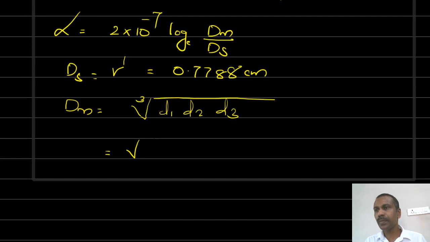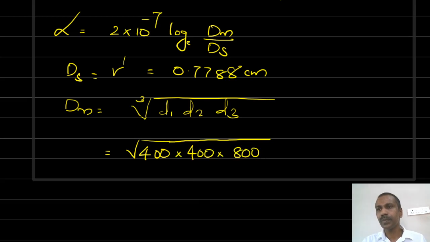The distances are 400 centimeter, then the second one is also 400 centimeter, and the third one is 800 centimeter. If you put Ds in centimeter, Dm should also be in centimeter. So these two units should be the same. And this is equal to 503.96.